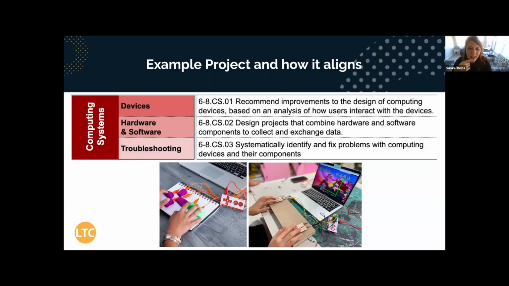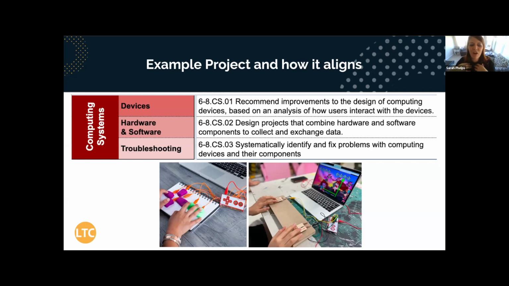So let's take a look at some of the standards, okay? So our computing systems, remember, these are the actual physical devices. Well, we need to figure out how to recommend improvements to these computing devices. And we can ask for input based on how our users are interacting with those devices. My mouse is too small, the controller is hard because my thumbs don't fit where they're supposed to go. We can combine projects that incorporate hardware and software. So in this case, we're using Scratch, that's an online programming platform, with the Makey, that's the hardware. They exchange data.